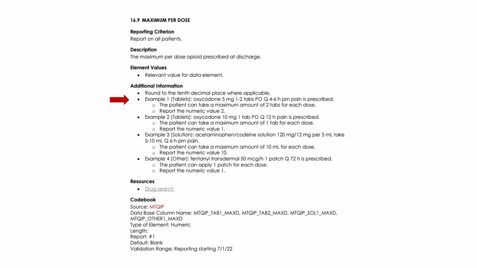Maximum per dose refers to the maximum amount of opioid prescribed that may be taken with each dose at discharge. For example, if oxycodone 5 mg, take 1 to 2 tablets every 4 to 6 hours as needed is prescribed, the maximum amount the patient may take per dose is 2 tablets. Report the numeric value 2. Several other examples are also provided for your reference. Round to the nearest tenth where applicable.